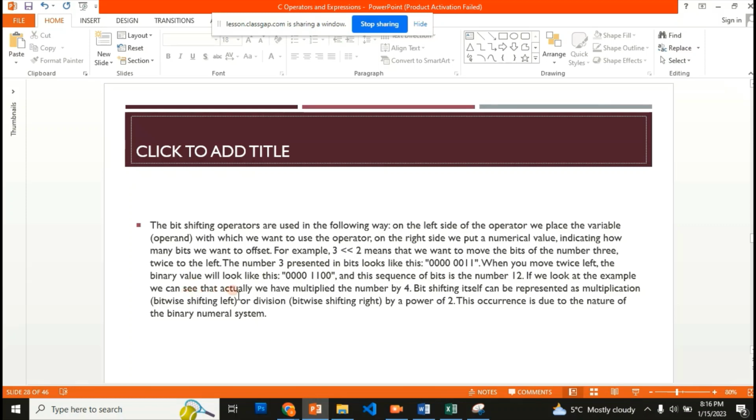If we look at the example, we can see that actually we have multiplied the number by 4. Bit shifting itself can be represented as a multiplication, bitwise shifting left, or division, bitwise shifting right, by a power of 2. So if you are shifting to the right, that means you are dividing, and if you are moving to the left, that means you are multiplying by a power of 2. This occurrence is due to the nature of the binary numeral system.